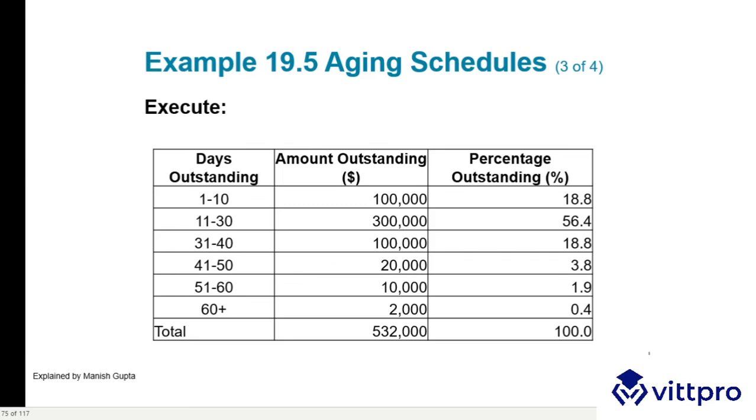Normally in the AR, depending on the credit policy of the company, let's say if they are allowing only 30 days, then anything more than 30 days, 31 to 40, 41 to 50, 51 to 60, is potentially a problem, right? So they have to focus on that. If they are allowing 60 days, then only the 2,000 will be a problem.